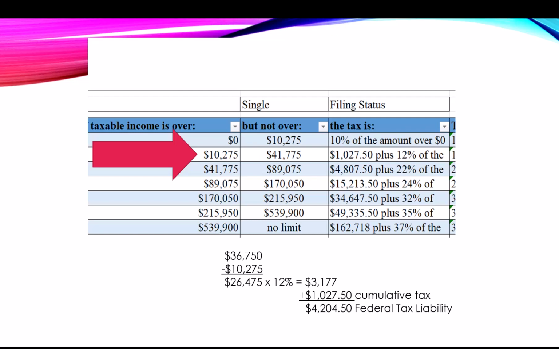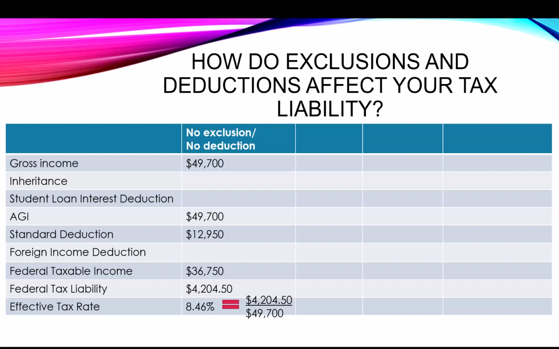We then add the cumulative tax. Remember, that's the tax that applies to all of the income that was taxed in lower tax brackets. In this case, it's $1,027.50 to arrive at his full federal tax liability of $4,204.50. We can also compute his effective tax rate by taking his federal tax liability of $4,204.50 and dividing it by his gross income, the $49,700.